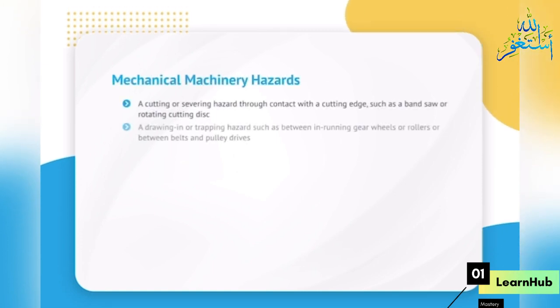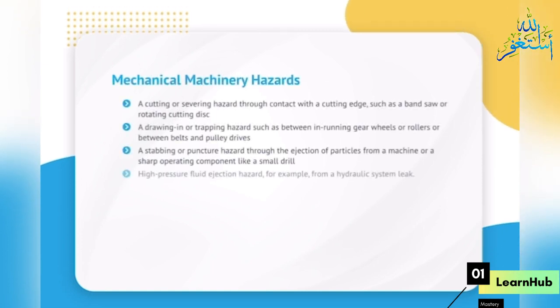A cutting or severing hazard through contact with the cutting edge, such as a bandsaw or rotating cutting disc. A drawing in or trapping hazard such as between running gear wheels or rollers or between belts and pulley drives. A stabbing or puncture hazard through the ejection of particles from a machine or a sharp operating component like a small drill. High-pressure fluid ejection hazard, for example, from a hydraulic system leak.